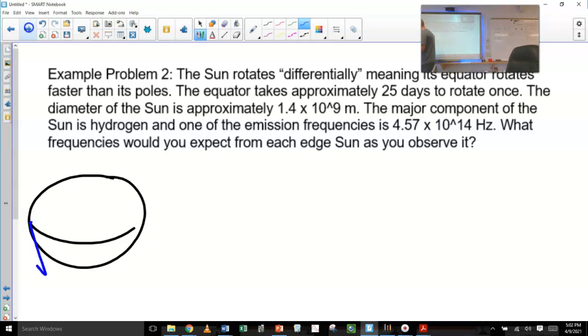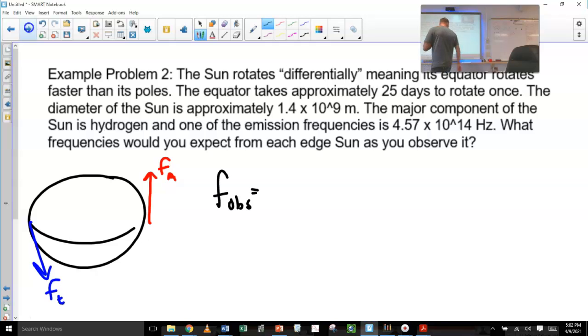So on this edge, as this was going towards you, it would look blue, and on this edge, as it's moving away from you, this would look red. So the question wants to know, what frequencies are you going to see as it's moving towards you, and what frequency are you going to find as it moves away from you? So we're going to use that equation that involves frequencies. Frequency observed is equal to the frequency times 1 plus or minus v over c.